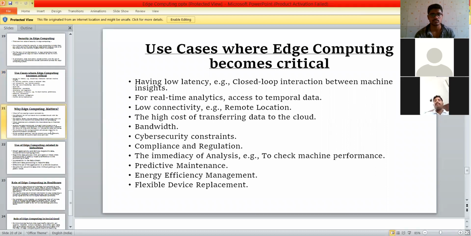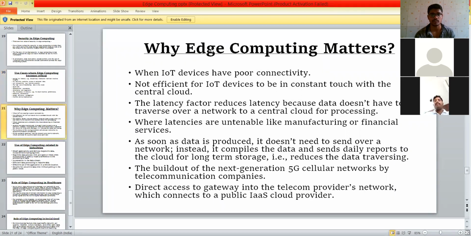The next thing is why edge computing matters. When IoT devices have poor connectivity, for example if you are in an office and want to check whether the eggs are in the fridge, poor connectivity is the issue we are facing. What are the disadvantages of every technology? In this technology, what makes edge computing more important is that it reduces latency, because data does not have to traverse the network to a central cloud for processing.